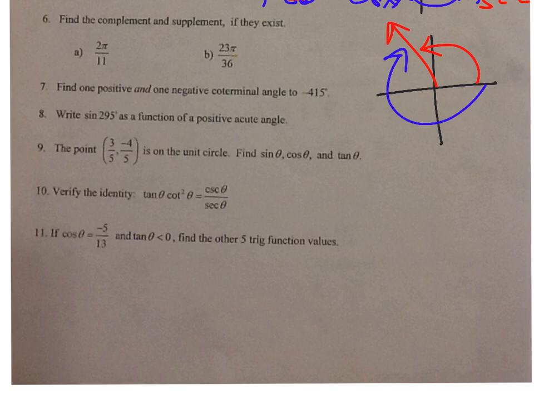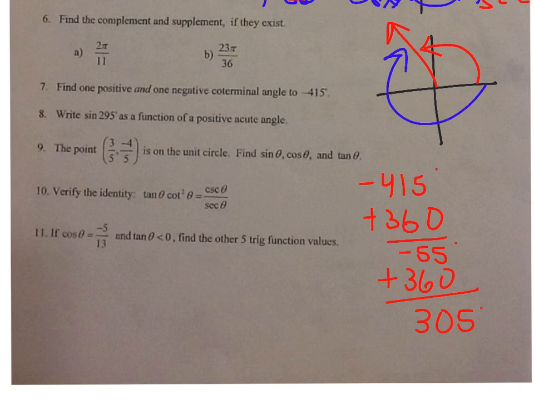So since my angle is negative 415 degrees, to get a positive coterminal angle, I'm going to have to add 360. So negative 415 degrees plus 360 is negative 55 degrees. So that's still not positive. So I have to add another 360 degrees, which comes out to be 305 degrees. That would be my positive coterminal angle. To get a negative, I do negative 415 and subtract 360 degrees. So negative 415 minus 360 would be negative 775 degrees.